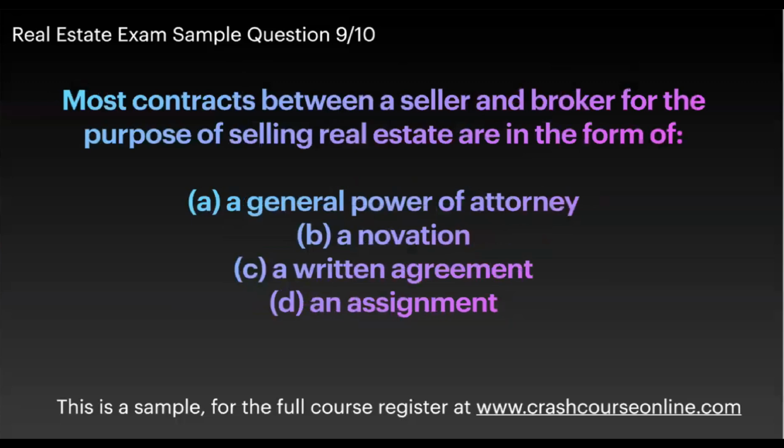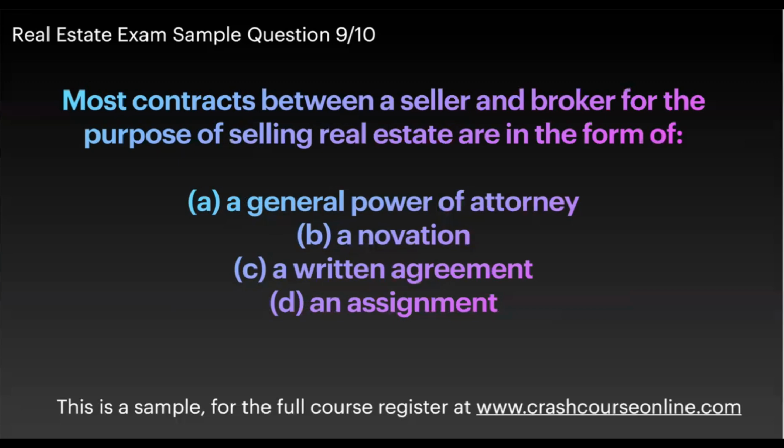Question 9 says, most contracts between a seller and a broker for the purpose of selling real estate are in the form of what? So if a seller has a contract with the broker to sell their property, it's not going to be answer choice A. A says a general power of attorney. That's not common. How often when you sell your house do you give your real estate agent power of attorney and the ability to act for you? This is not a thing.